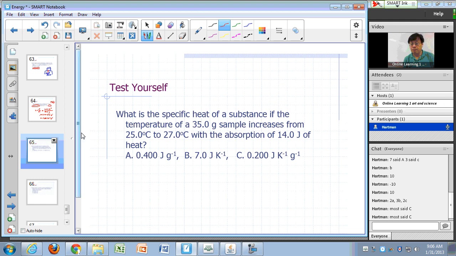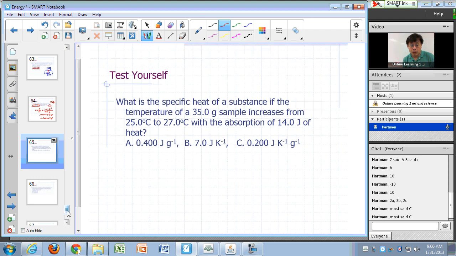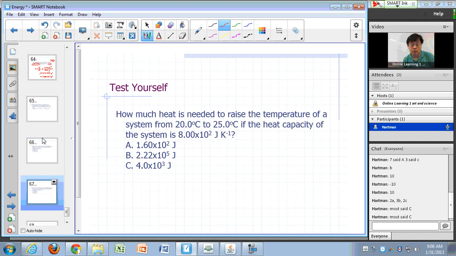All right. And let's see, what's the specific heat of a substance if the temperature? Okay, let me see how many more questions I have left. 1, 2, 3, 4. Okay, let's go over this one.